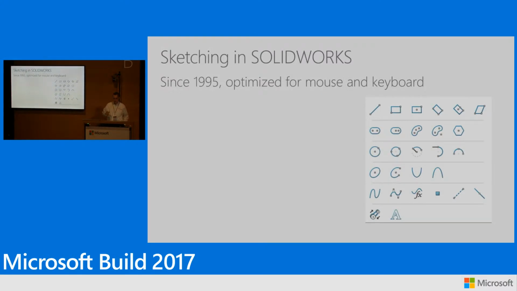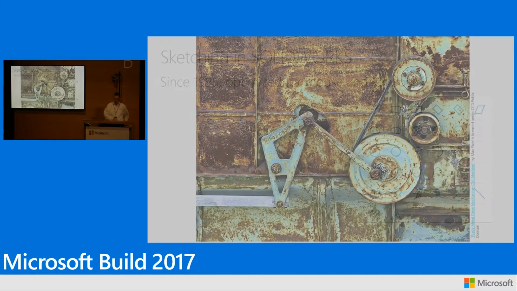Sketching is a fundamental piece of SOLIDWORKS. You start with a two-dimensional sketch of something, and then you extrude that out into the third dimension. And since 1995 we've been very optimized in Windows for mouse and keyboard interaction. That's been our bread and butter. You can see a showing of some of the tools that are available now. It's very much pick a shape, plop stop points on the screen, and you get lines based on those shapes. So a lot of mouse clicking, a lot of indirect work with primitives.